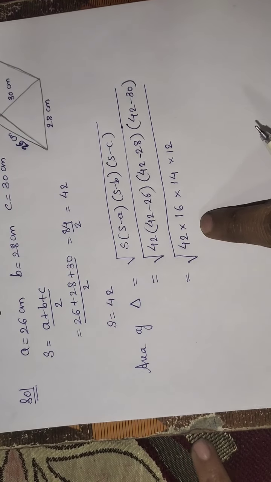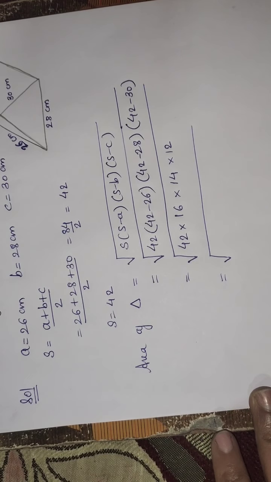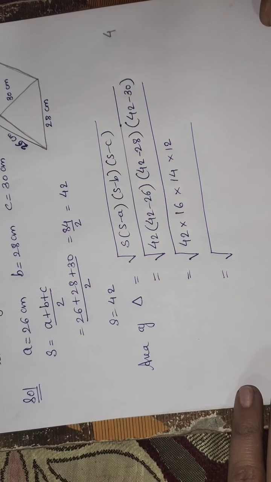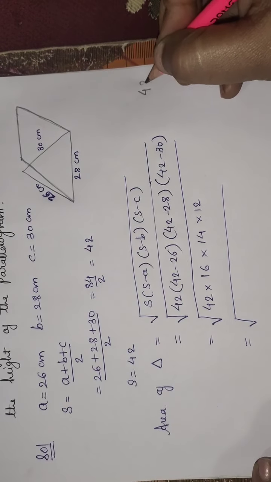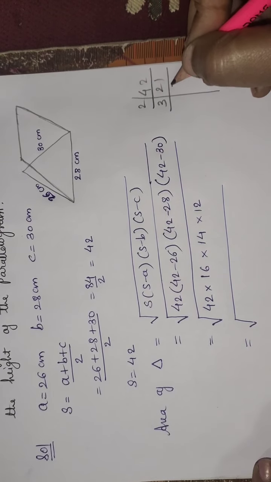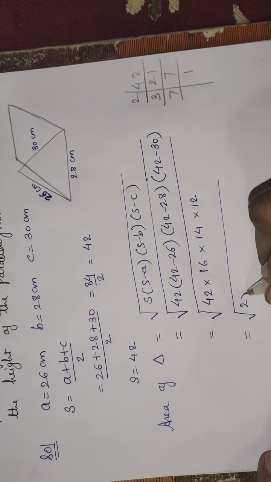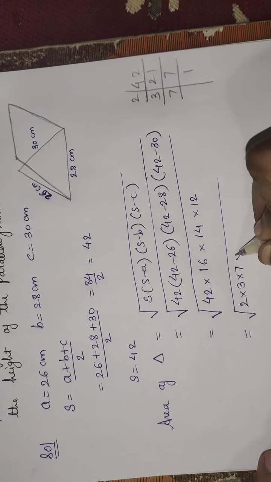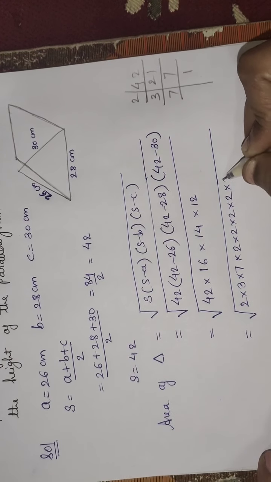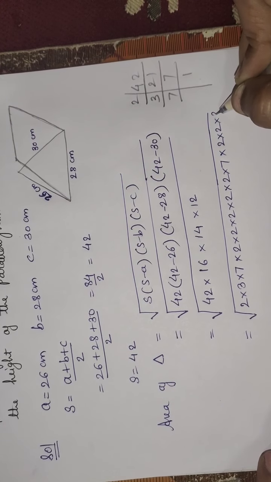Now we will take out the factors. I will take the help of a pencil on this side to take out the factors of 42. Factors of 42 are 2, 3 and 7. The factors of 16 are 2 into 2 into 2 into 2. Factors of 14 are 2 into 7 and factors of 12 are 2 into 2 into 3.